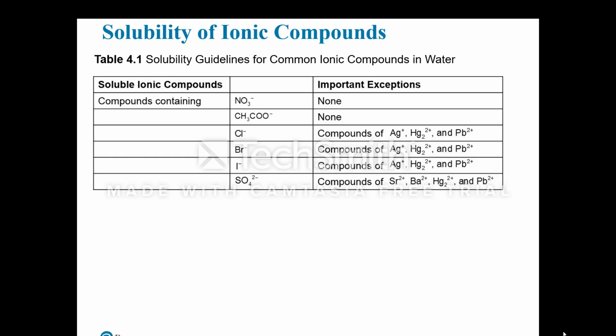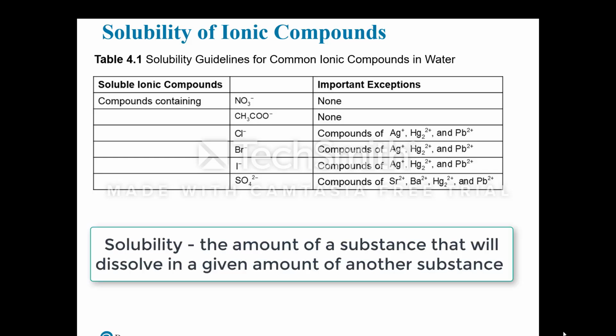Take a look at Table 4.1 from your textbook. These are solubility guidelines for common ionic compounds in water. This table refers to the many summarized experimental observations regarding solubility of inorganic compounds. Let's define what I mean when I'm describing the term solubility. Solubility is defined as the amount of a substance that can be dissolved in a given quantity of solvent at a given temperature.